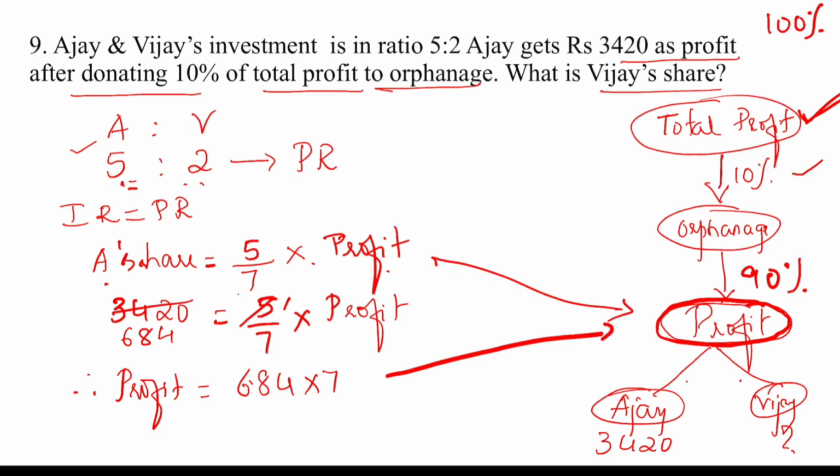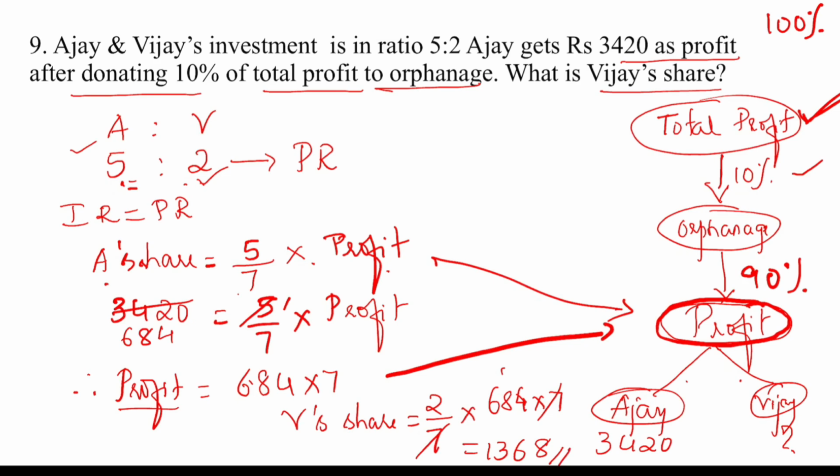Now we want Vijay's share. How to calculate Vijay's share? We know V's share is 2 parts out of 7 parts. So 2 by 7 into the total profit we got, that is 684 into 7. So 7 cancels here. 684 into 2: 2 fours are 8, 2 eights are 16, 2 sixes are 12 plus 1 is 13. So Vijay's share is 1368.